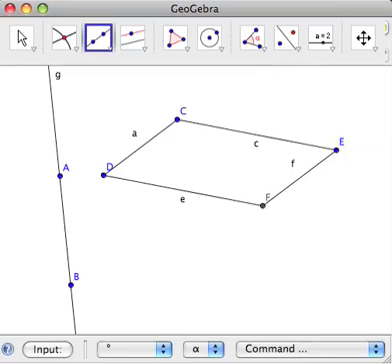3 points may be collinear or non-collinear. So if we stick in a 3rd point, I could either place it on the line or I could place it off the line. Pretty simple. Now, if I place it on the line, it's collinear. If I place it off the line, it's non-collinear.